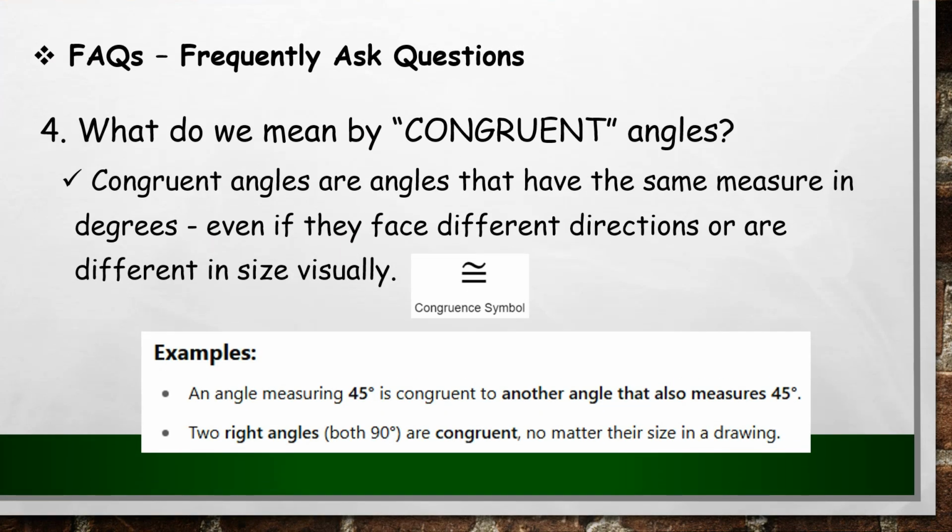What do you mean by congruent angles? So congruent angles are angles that have the same measure in degrees, even if they face different directions or are different in size visually. So an angle measuring 45 degrees is congruent to another angle that also measures 45 degrees. Two right angles, both 90 degrees, are congruent no matter their size in a drawing.